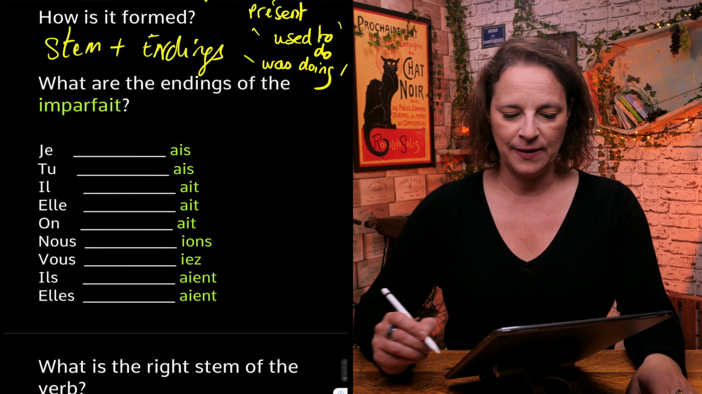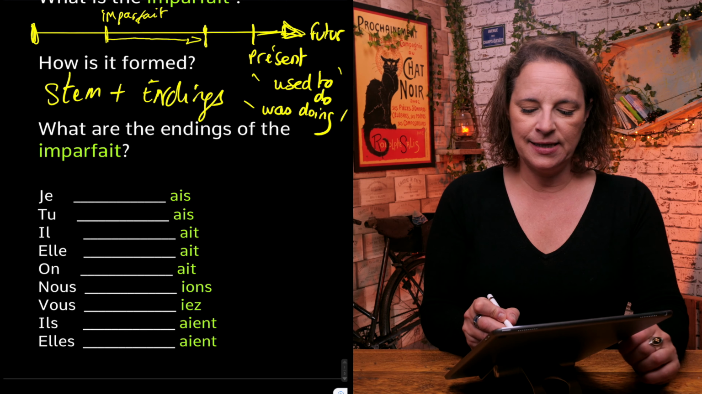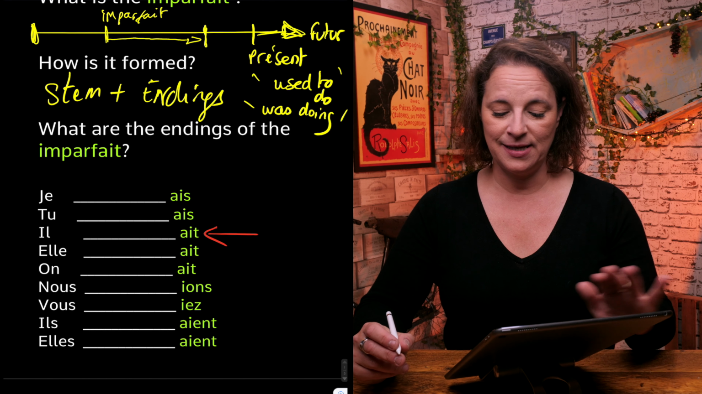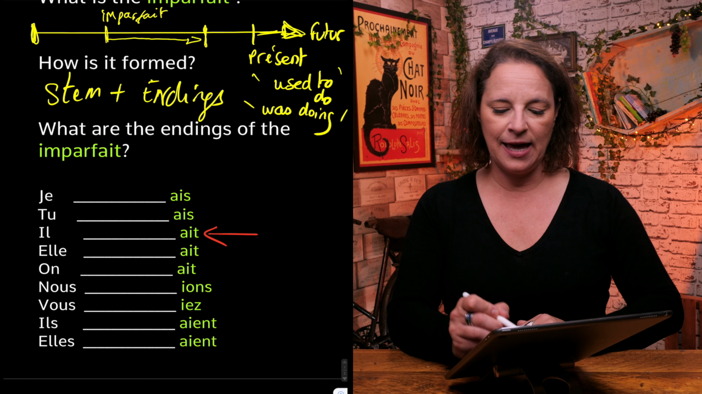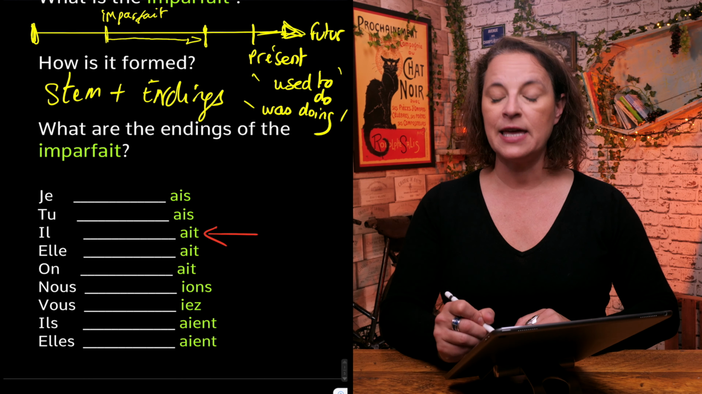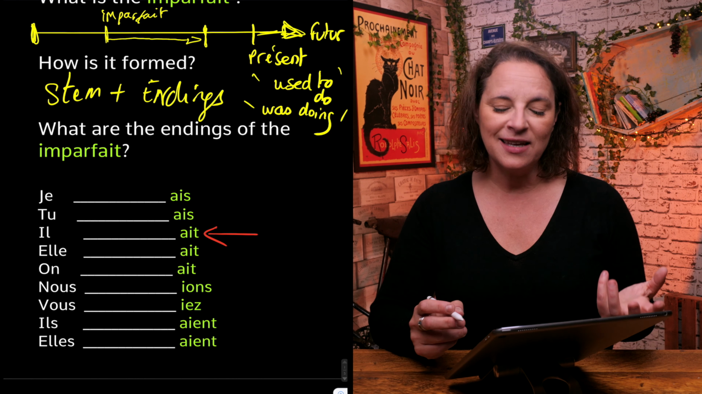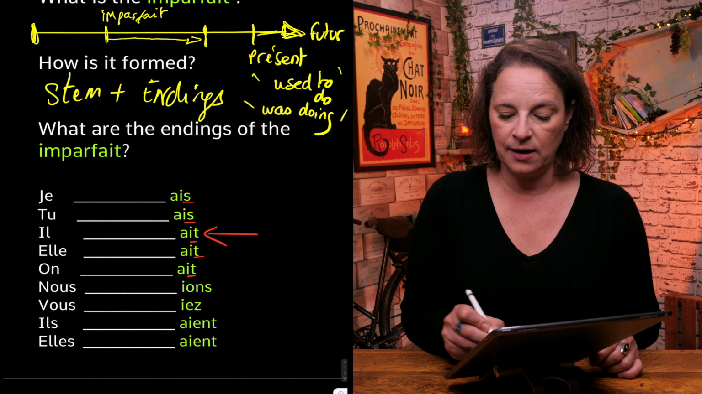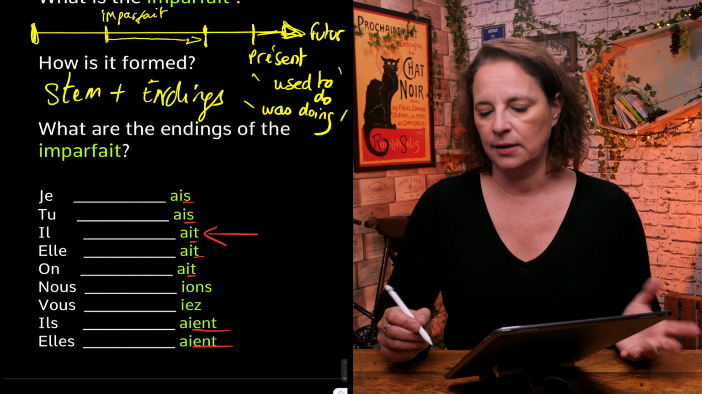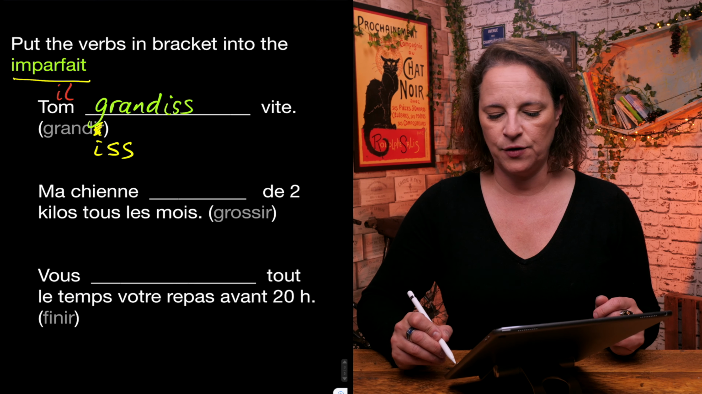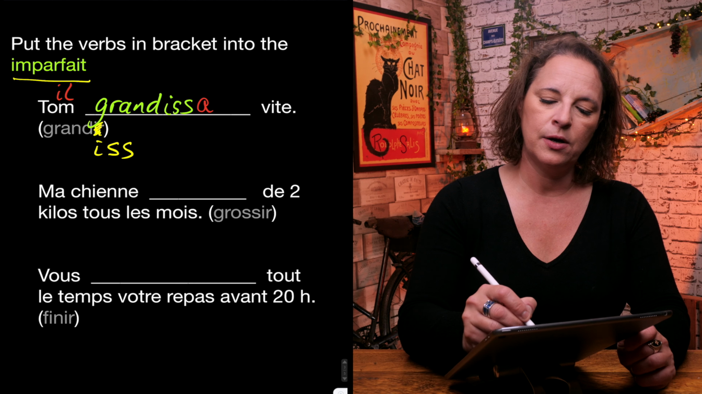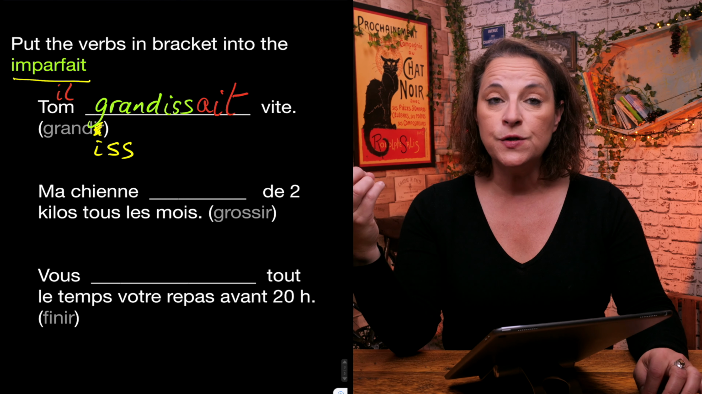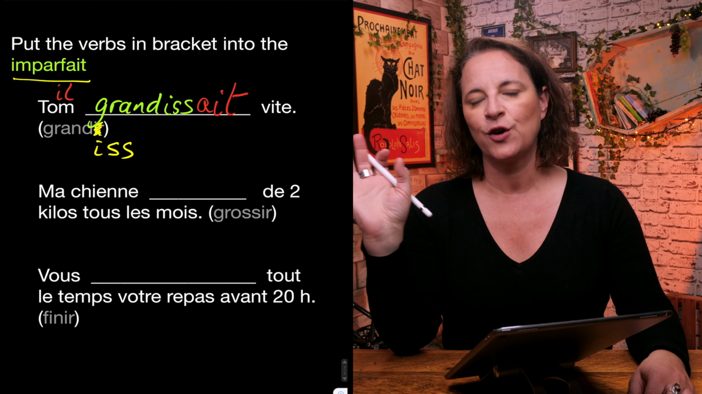So we need the special ending for il in the imperfect tense. So let's go back. For il, can you see it here? It's A-I-T. Can you see that? They're all really similar. Except for ion and iez, the only thing that varies is that je's S, tu's S, and the others have T, and the other have E and T for the il version. So, Tom grandissait vite. Tom used to grow or was growing quickly.